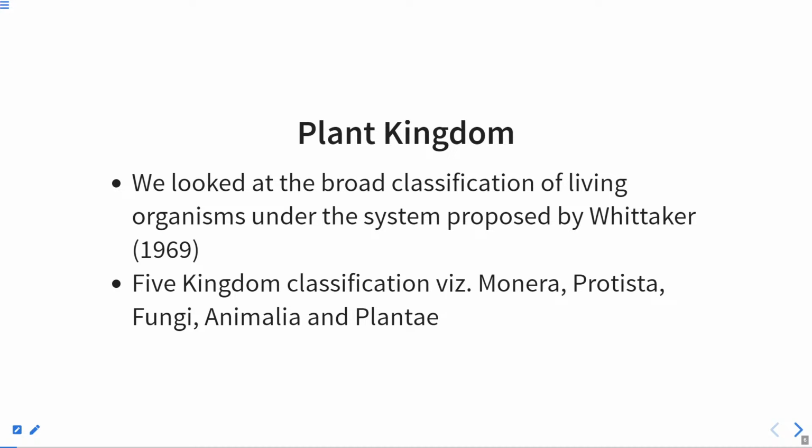In Monera, we have the prokaryotic organisms, right? And in Protista, eukaryotic unicellular organisms. And we have a different kingdom, that is of Fungi, and the two other kingdoms, that is Animalia and Plantae. So here we are going to study this Plantae. That is why this chapter is called Plant Kingdom.